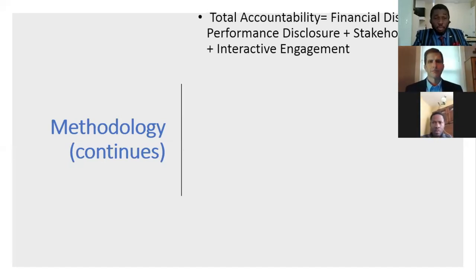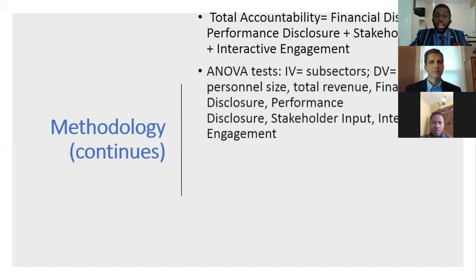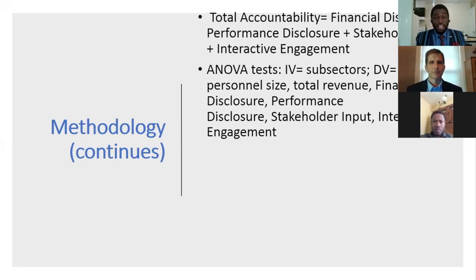And then I proceeded and ran some ANOVA tests, seven of them actually, with the four different subsectors being the independent variables. And for the dependent variables, I had asset size, personnel size, total revenue, financial disclosure, performance disclosure, stakeholder input, and interactive engagement. The results for these ANOVA tests were not significant. We didn't have any statistically significant result.